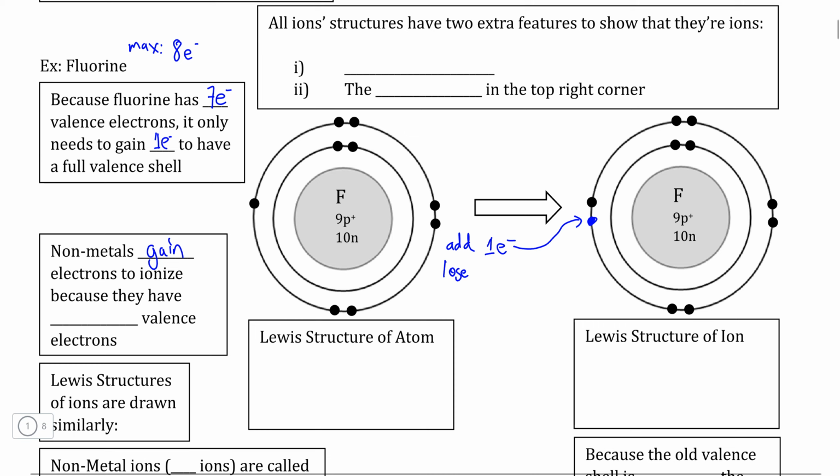So if we wanted to empty the outermost electron shell of fluorine, that would involve fluorine losing 7 electrons. However, that doesn't really make a whole lot of sense to do, because the easier thing to do in terms of number of electrons moving is just to add 1 like this.